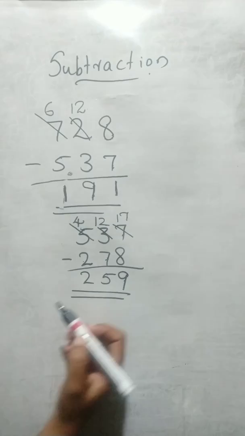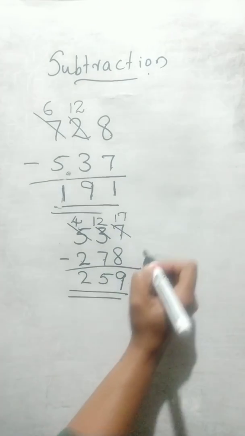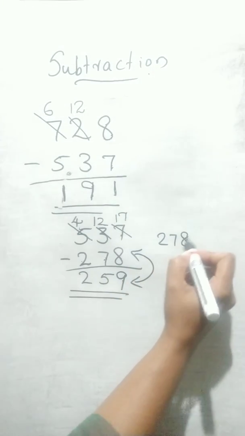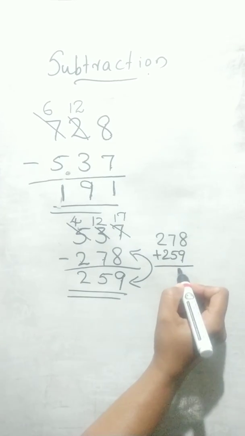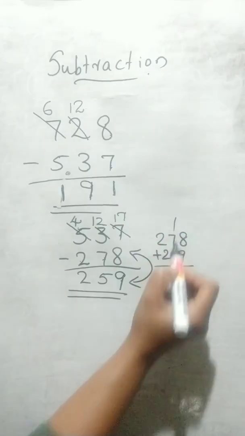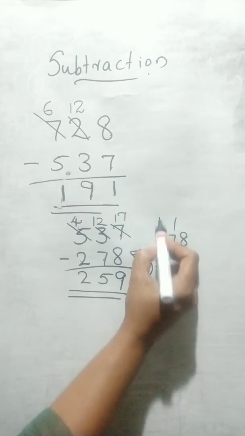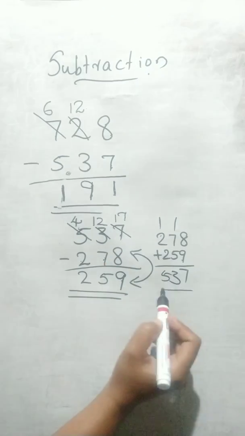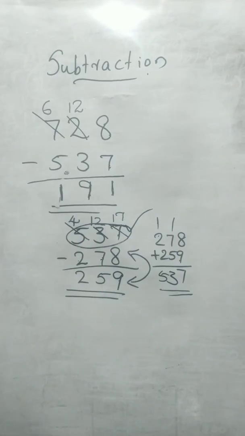Then we can check whether the answer is correct or wrong. How can we do that? We have to add these answers. That is 278 plus 259. So 8 plus 9 is equal to 17. 1 will be there. 7 plus 5, 12. 12 plus 1, 13. Then 1 will be there. Then 2 plus 1, 3 plus 2, 5. 537. We got this answer 537. So this answer is correct. Okay.